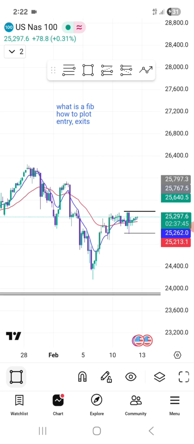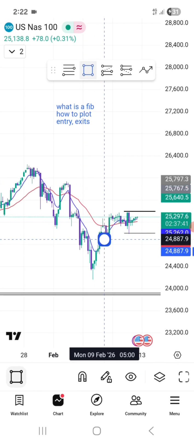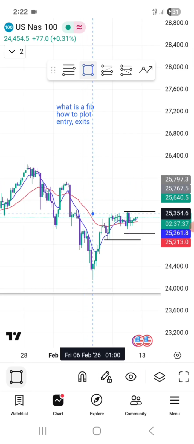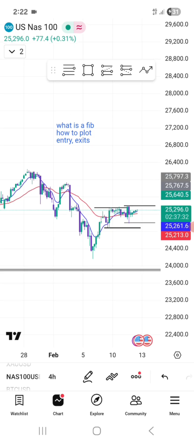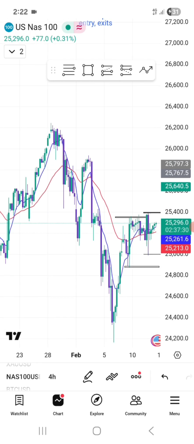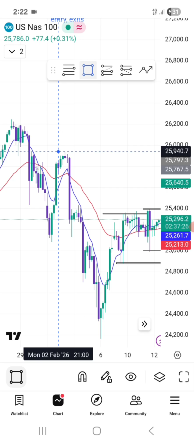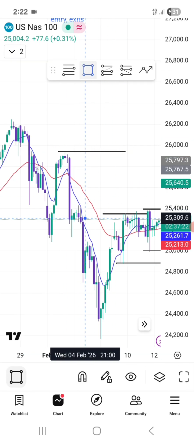Another plot: this is the swing low point, this is the swing high point. One other example, in a downtrend market, for example, this is the swing high, and this will be the swing low.